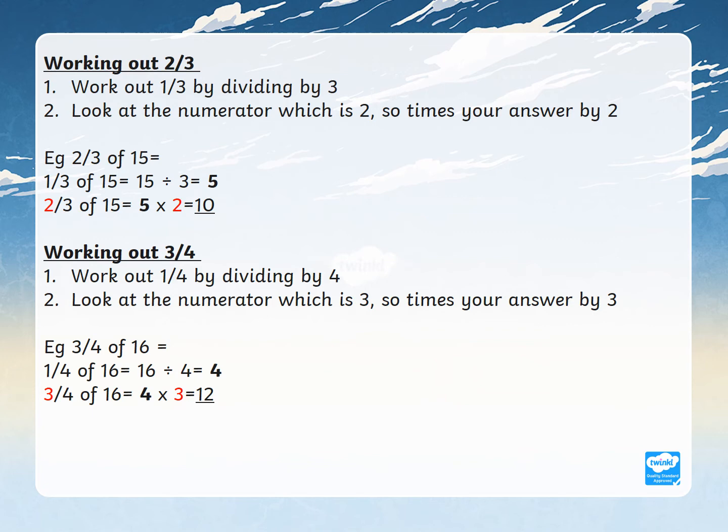Here's an example. 3/4 of 16. We work out a quarter of 16 first by going 16 divided by 4, and that equals 4. Then we times that answer by 3 because the numerator is 3, and 4 times 3 equals 12. So 3/4 of 16 equals 12.